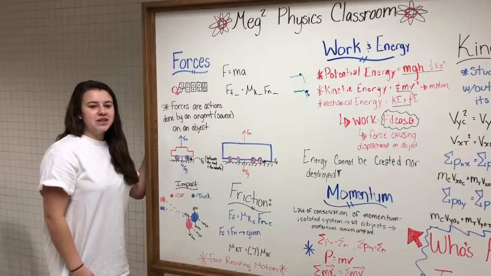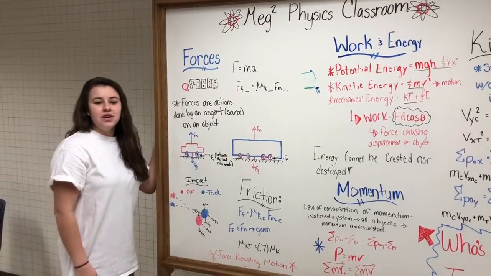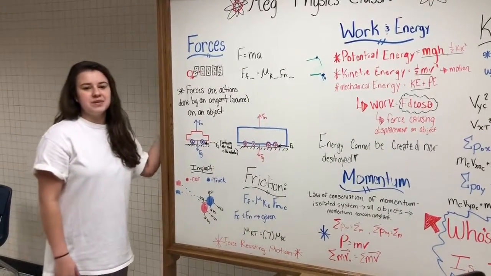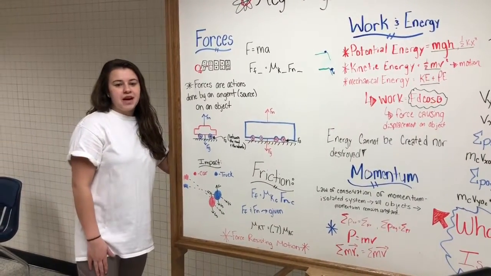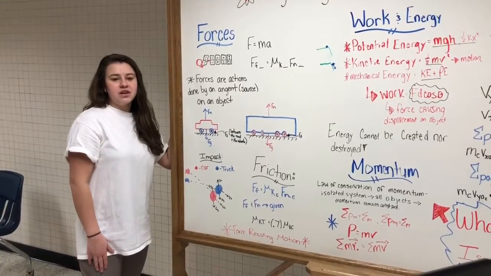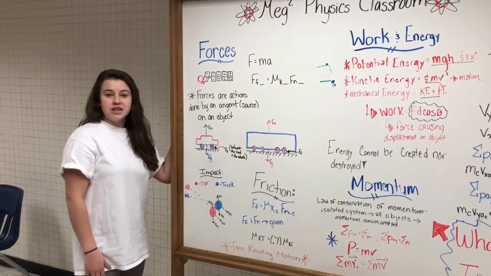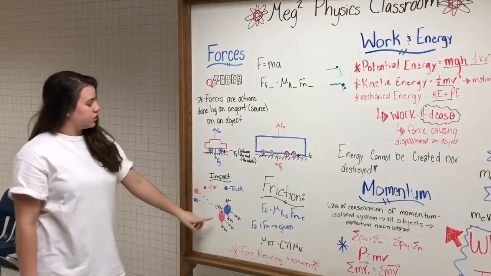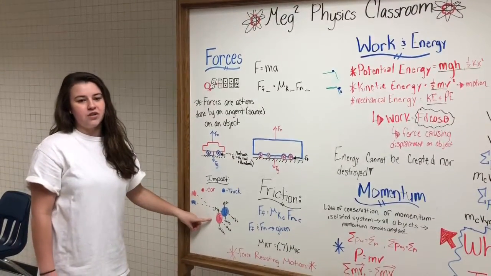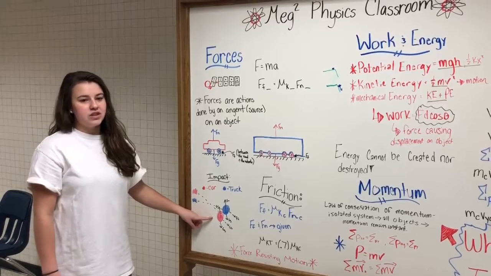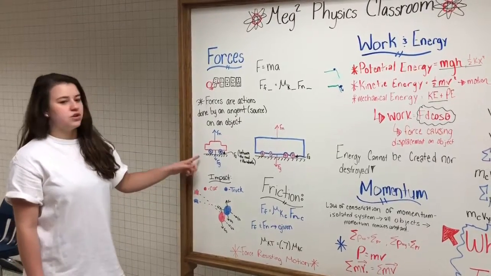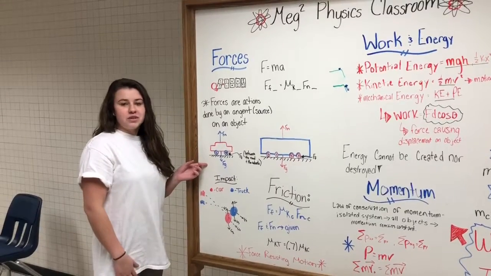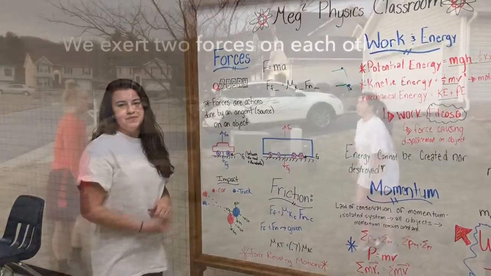A force describes the interactions between objects. Forces are actions done by an agent, which is a source, on an object. After impact, the forces acting on the car and truck include normal force, gravitational force, the force of friction, the force of the car on the truck, and the force of the truck on the car. Before the collision, the force propelling the car and the truck, and determining their velocity, is the thrust of the engine in each vehicle.